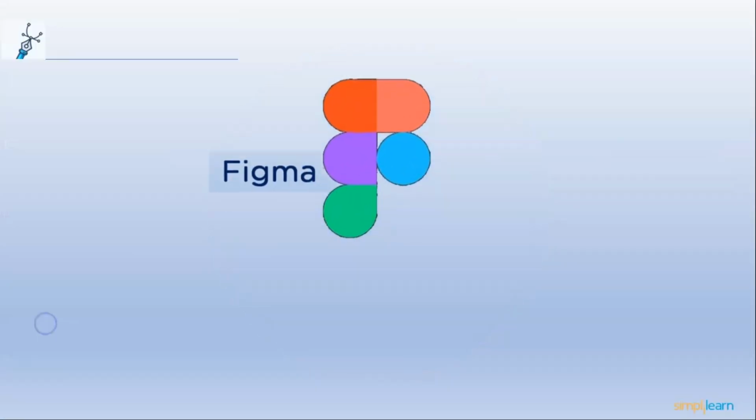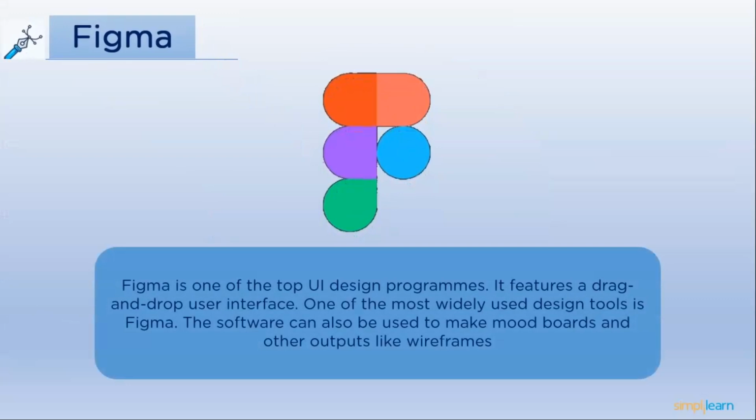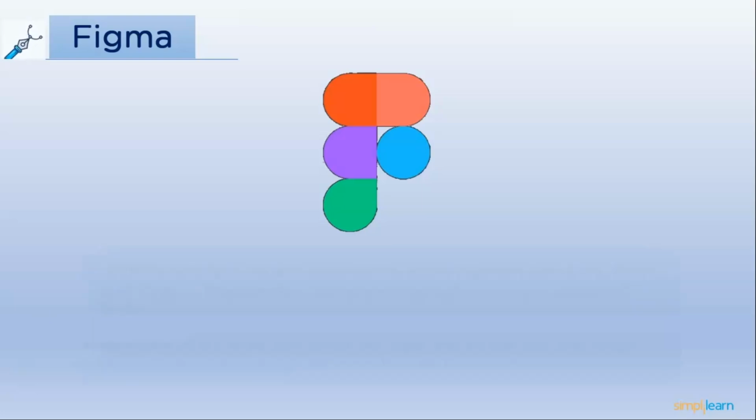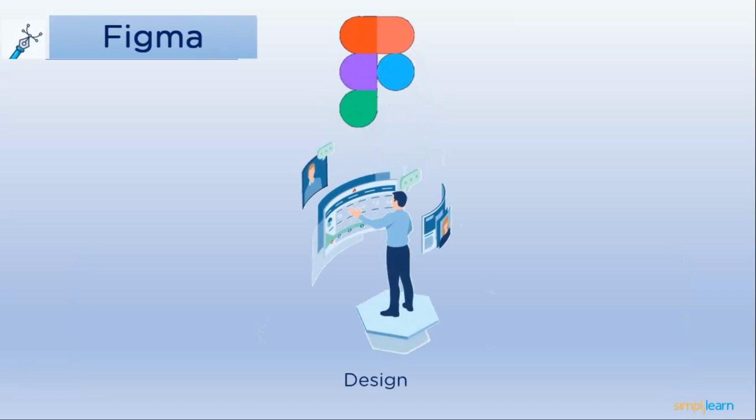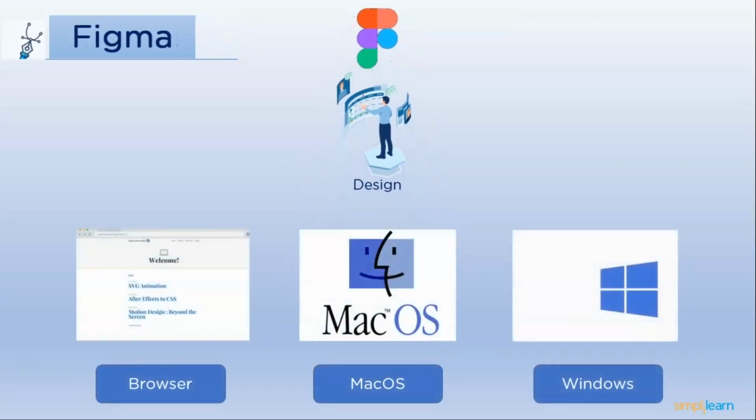It is one of the top UI design programs. It features a drag-and-drop user interface for designers that enables cross-organization collaboration. One of the few UX solutions that unites designers, developers, and project managers is Figma. Some of its features: it takes pride in being an organization's single source of truth. You can upload approved reusable elements, icons, fonts, and styles. Team members can check code as well as extract the key role. It is good for designing, and it works on browser, macOS, and Windows.